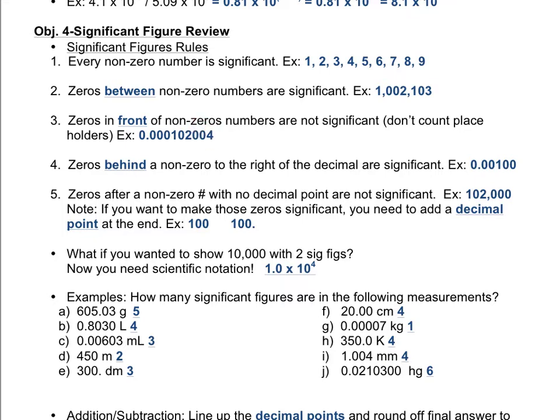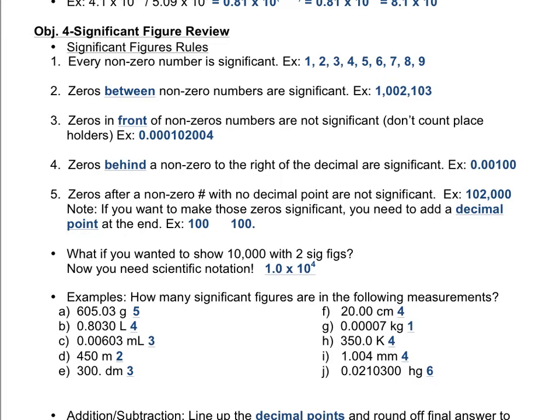The fourth rule, zeros behind a non-zero number to the right of the decimal place are significant. So remember, these numbers in front don't count, but since there's a non-zero, these zeros behind start counting. So zeros to the right of the decimal are significant after a non-zero number. So we got the 1 is a non-zero, so then they start counting. So this would have 3 sig figs.